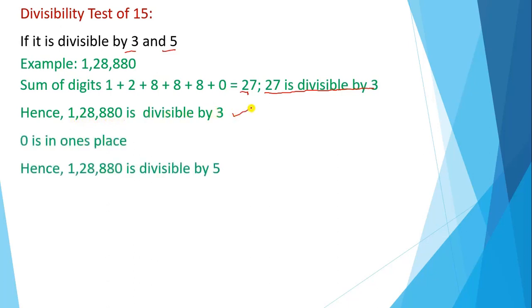Then next we have the divisibility test of 5. We know that we should have 0 or 5 in the ones place, and here we have 0 in the ones place. Therefore 1,28,880 is divisible by 5. Therefore 1,28,880 is divisible by 15. These are all the divisibility tests we learned.